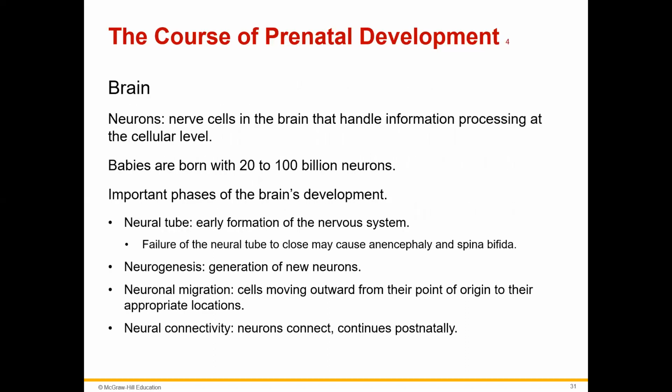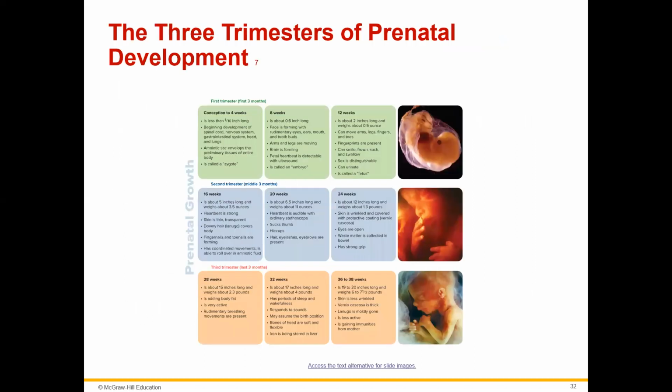Okay, let's go on. Although this is interesting, I'm going to let you read about the brain on your own. It really is interesting how quickly it develops and how many billions of neurons develop that make up the brain. So do read about that on your own. There's a couple of other slides I'm going to skip as well. You can read about the trimesters. It's just another way to look at prenatal development.